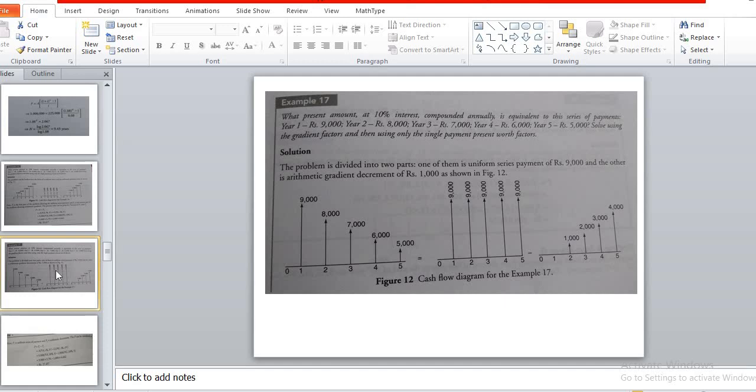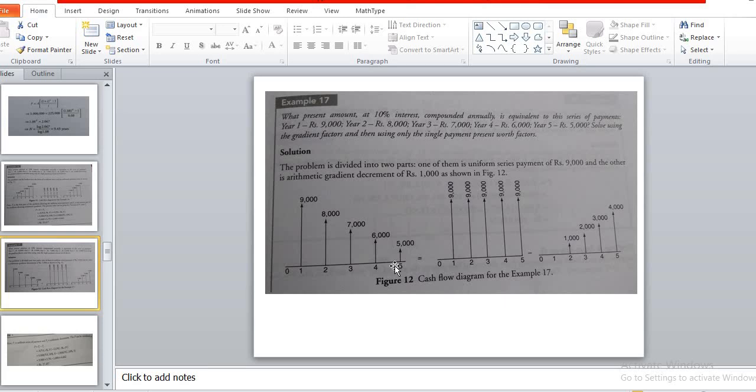In this example, what will be the present amount at 10% interest compounded annually, equivalent to a series of payments? The first year 9,000, second year 8,000, third year 7,000, fourth year 6,000, and fifth year 5,000. So each year this payment is given. If you look at this example, for each year there is some decrement.